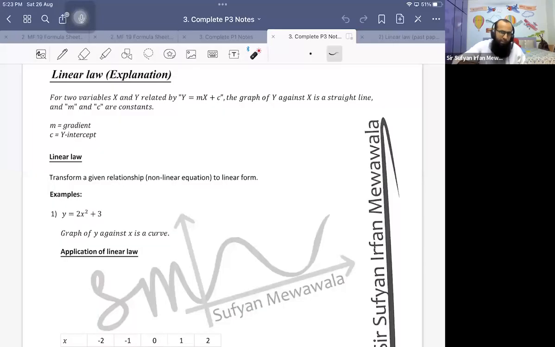All right, let's start with linear law. Inshallah, today's objective is that we are going to cover the explanation of linear law. So what is actually linear law? Let's recall and then we'll see how to go about it, inshallah.